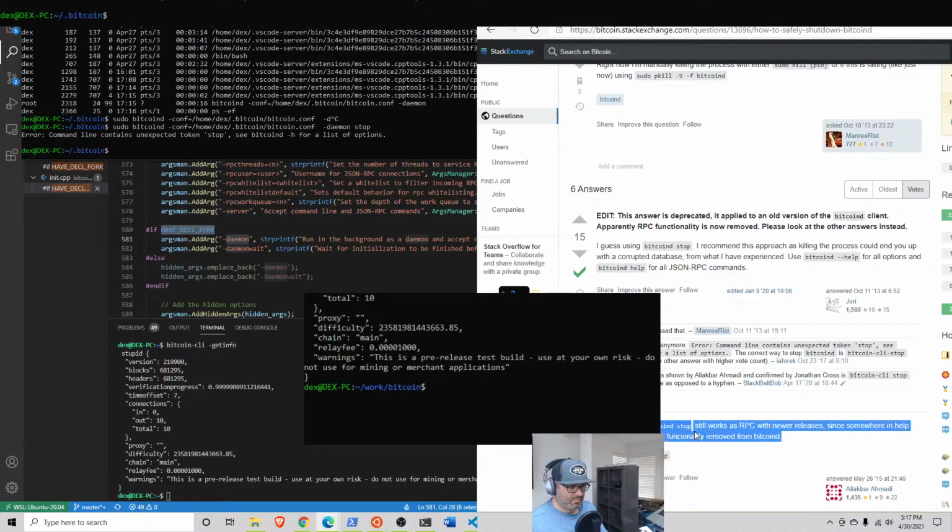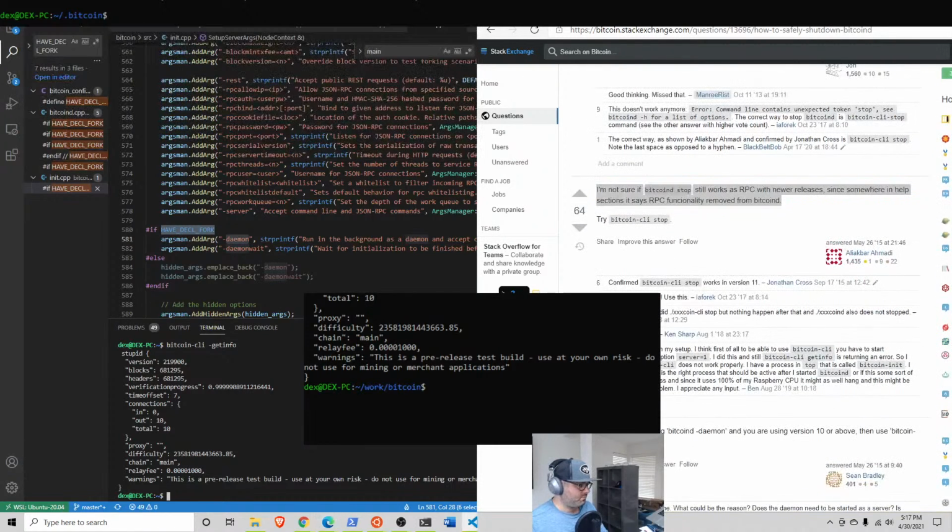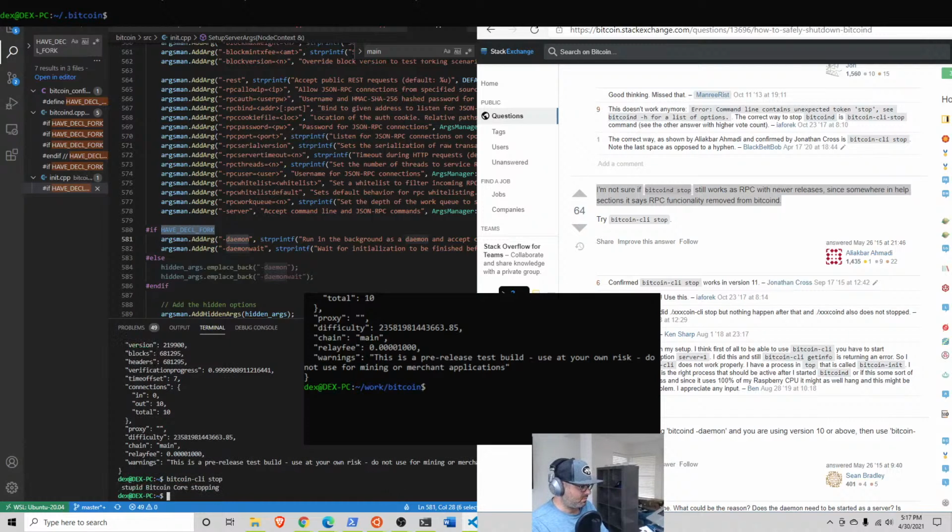So Bitcoin D stops. Works as RPC with no releases and somewhere in help. There's no way this is gonna work. Stop. Stupid Bitcoin Core stopping. Yeah! Stupid Bitcoin Core stopping. That's so funny.